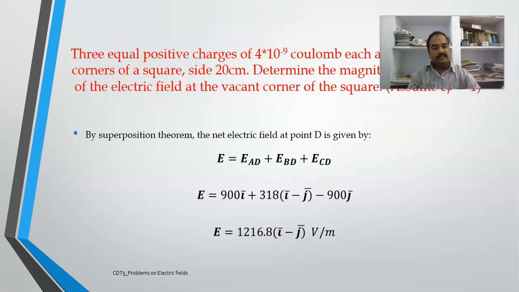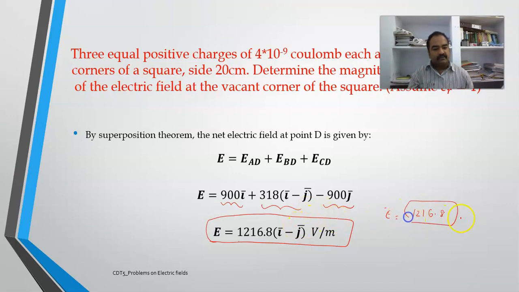Okay. Now the resultant force is a summation of all these forces. If you carefully see, the first one I have got 900 I, the second one is this one, and the third one is this one, minus 900 j. Adding all these things, this is my electrostatic field. This is the magnitude. If I consider only the magnitude of this one, I should write it as 1216.8. So I must consider the magnitude of this vector also. What is the magnitude of this vector?